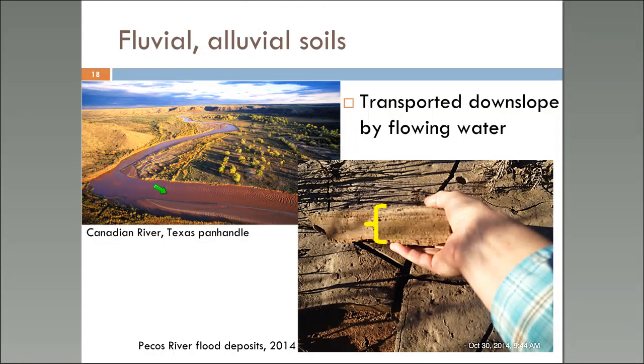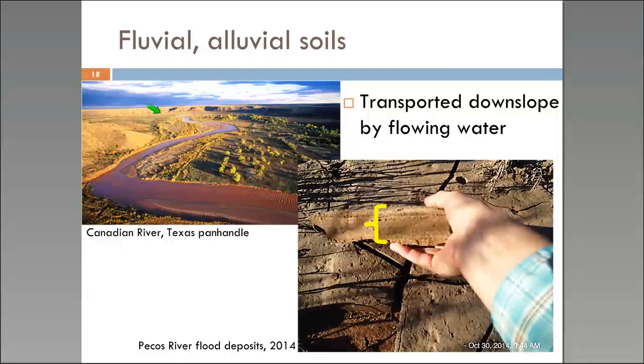So after these particles become weathered and the parent material begins to break down, those particles are transported somewhere, most often by water and wind, but also by gravity and ice. And here are a couple of examples of some fluvial or alluvial soils.